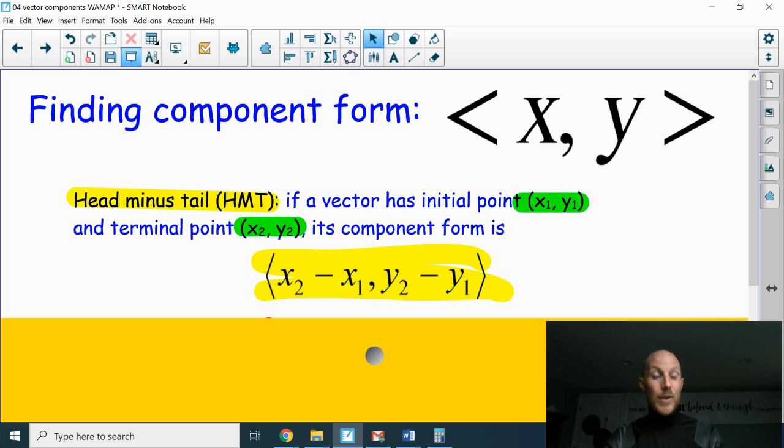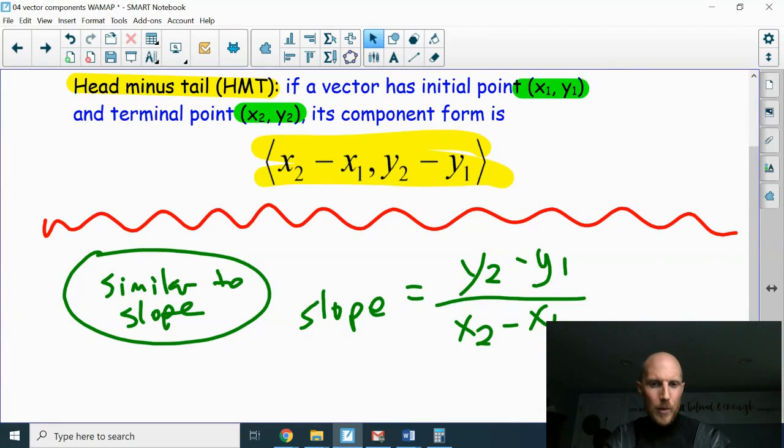Okay. So maybe you're thinking, that seems familiar. I've seen that someplace. You've totally seen that someplace before in a previous math class, several previous math classes would be my guess. You remember what it's called? Where is that from? Yeah, it's from the slope formula. If you remember, the slope formula is y2 minus y1 over x2 minus x1. This is super, super similar.